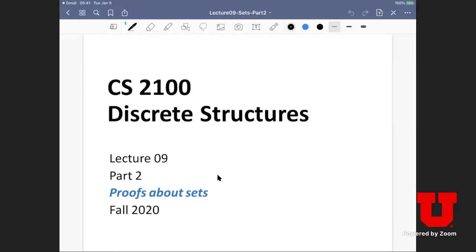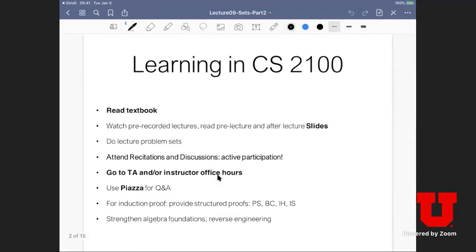All right, let's talk about the second part of lecture 9, where we're going to do more proofs about sets. Before we go through problems, there's a few tips about learning in CS 2100. Number 1 is to read your textbook. Number 2 is to watch the pre-recorded lectures, read the pre-lecture and after-lecture slides, and try to do the lecture problem sets before the actual recitation.